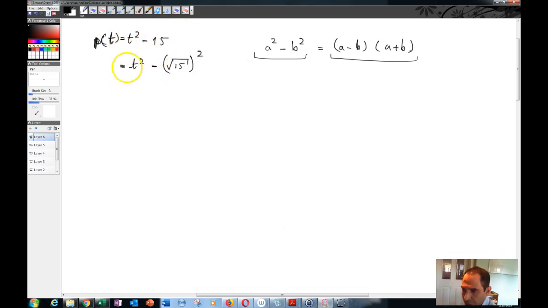So now, based on this identity, I can write it as t minus square root of 15 times t plus square root of 15. Okay. And that's equal to P of T.